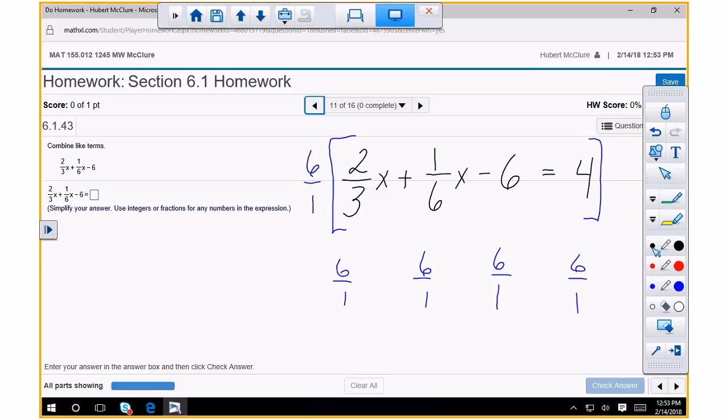Unlike before, I think the other day I had a lot of parentheses in mine. This one don't have any parentheses. And all of these are multiplication.